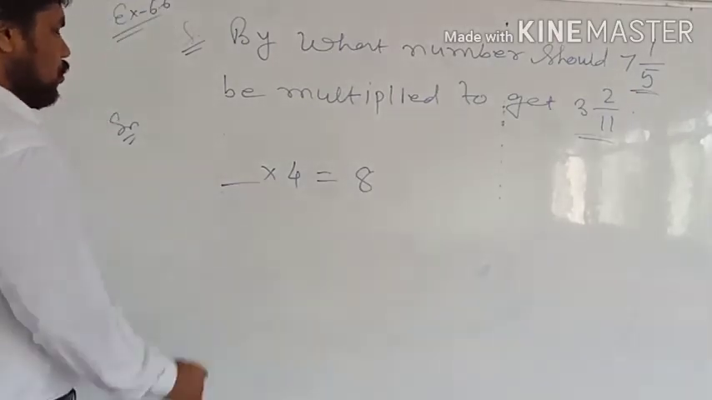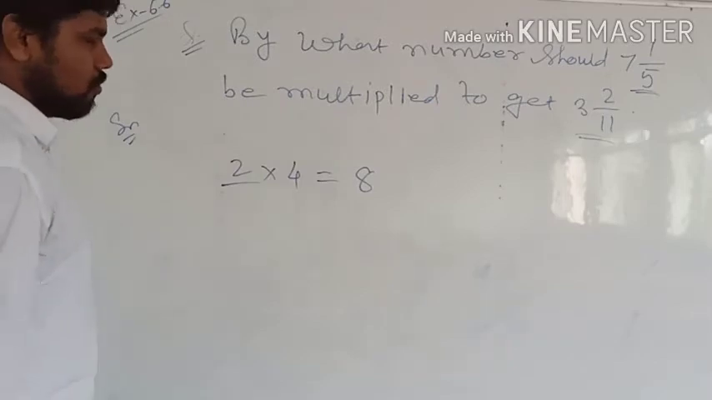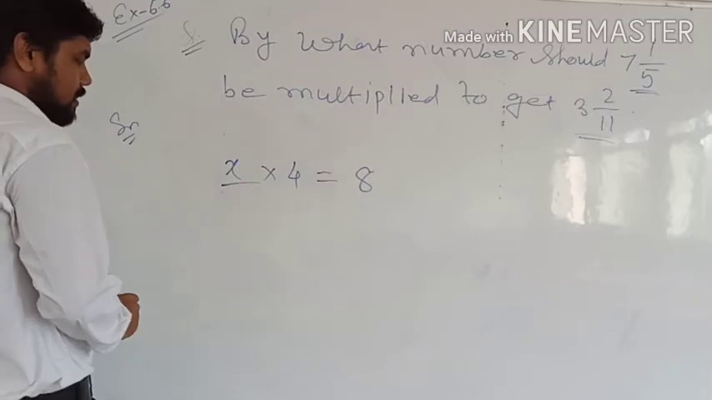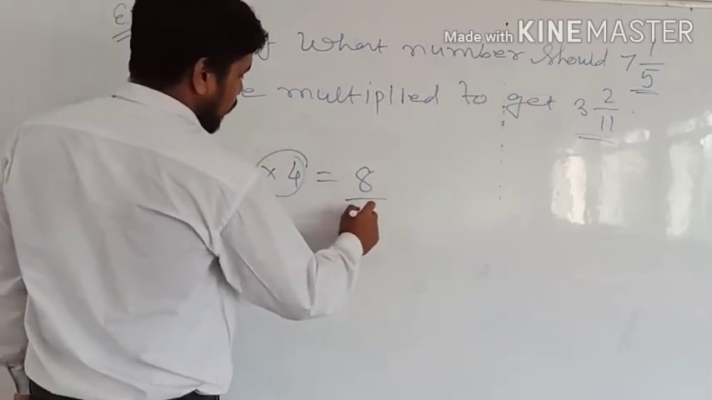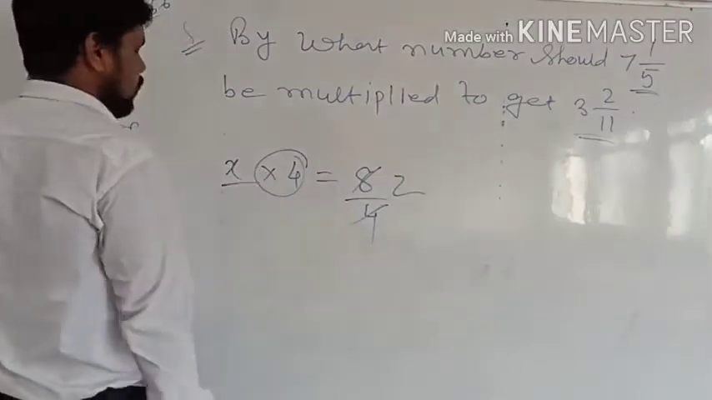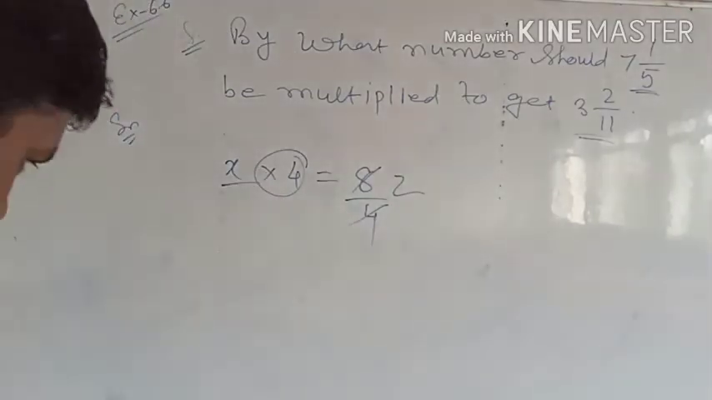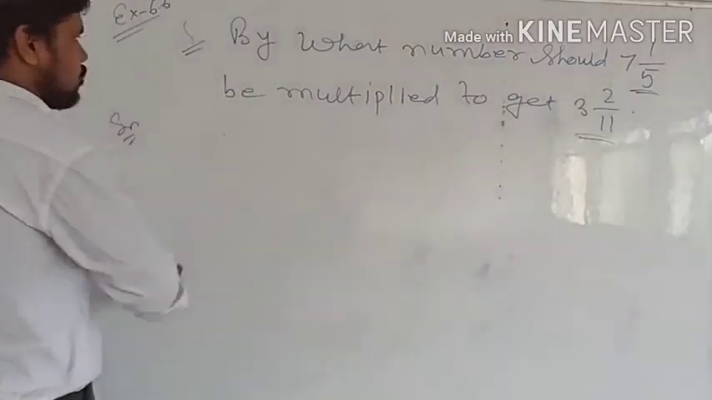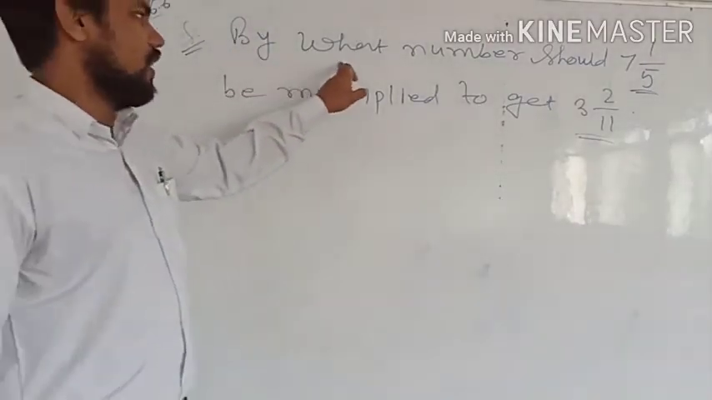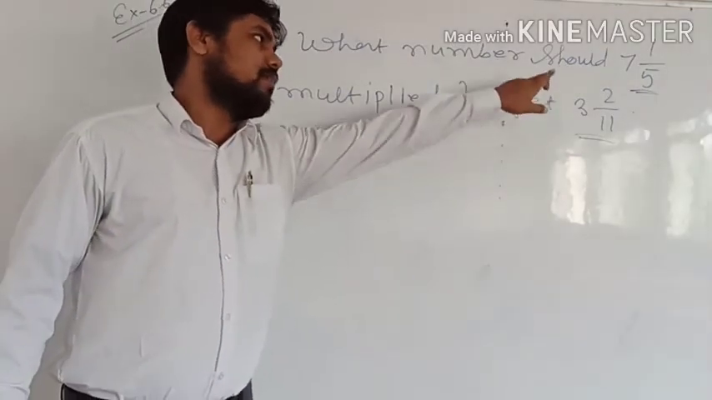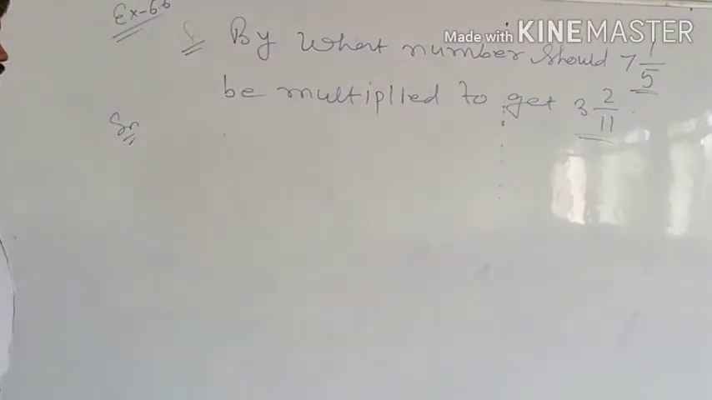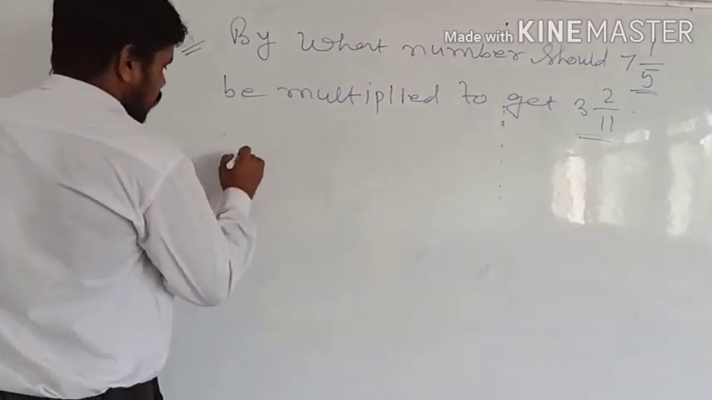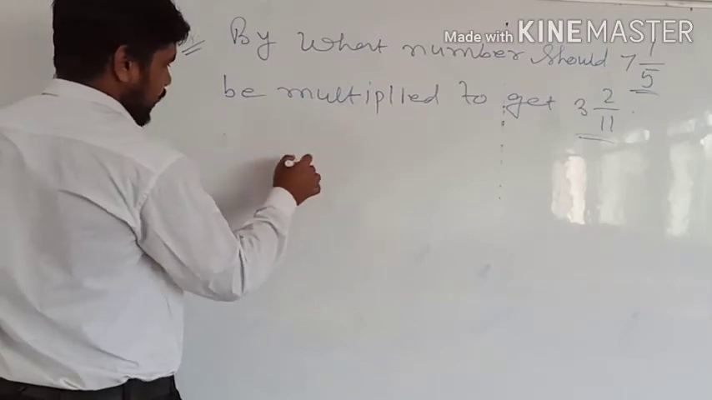ठीक है. So how have we done it? Suppose you don't know, then we can consider the number as x. So if you divide this by this, it will come 2. So this is how the value of x, you can write it as 2. So इस तरह से you can find out the answer of this also. If you want to find the other number, you just have to divide the product by the given number. So by what number should this be multiplied to get this? The required answer we can find out by dividing this and this.